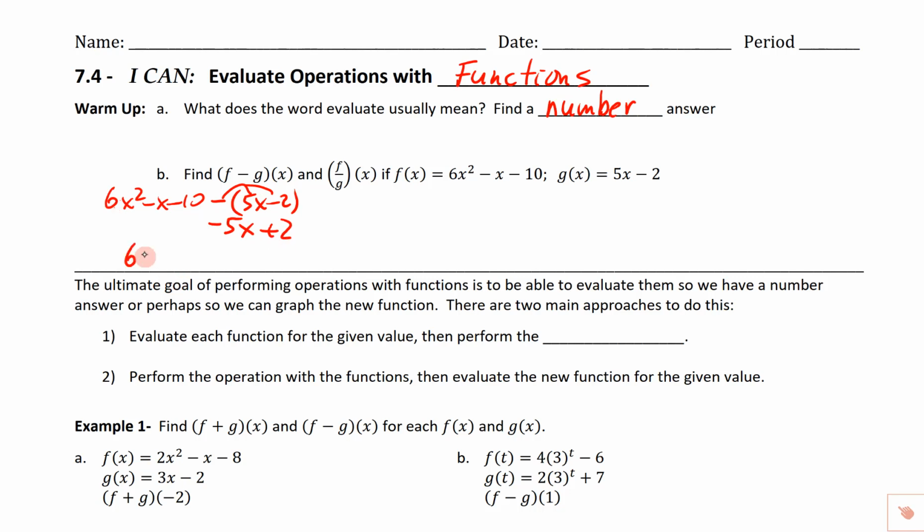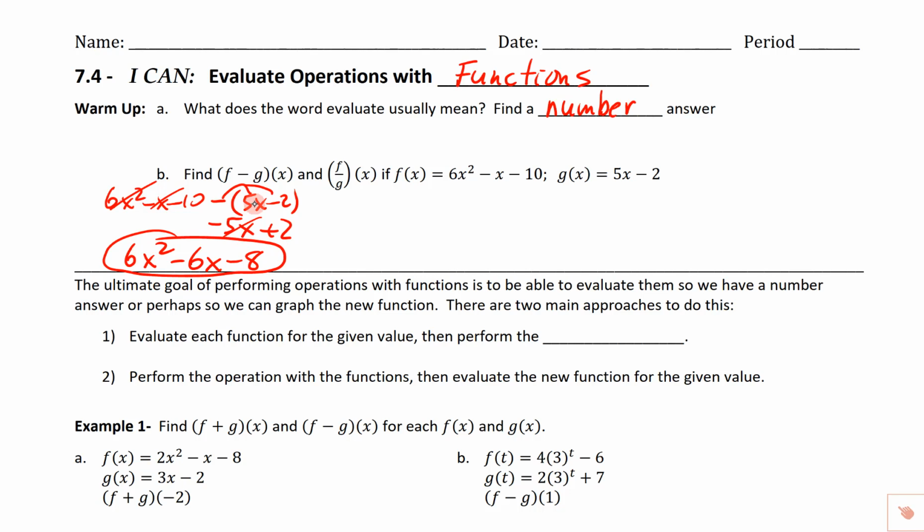We only have one x squared term, so we've got that one taken care of. We've got a minus 1x and a minus 5x, so that's going to be a negative 6x. Done there. And then we've got a negative 10 and a 2. We're going to combine those together, so we end up with a negative 8 right there. Okay, so that's what we get when we subtract. Again, those parentheses are important so that you distribute that negative through there, if you will.